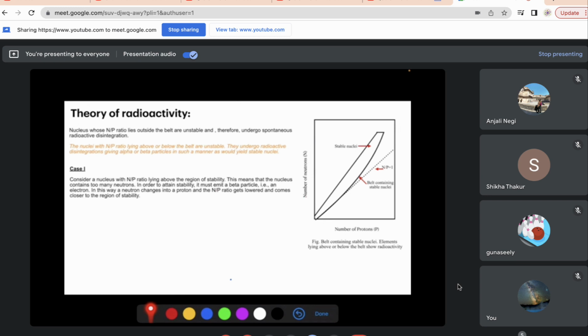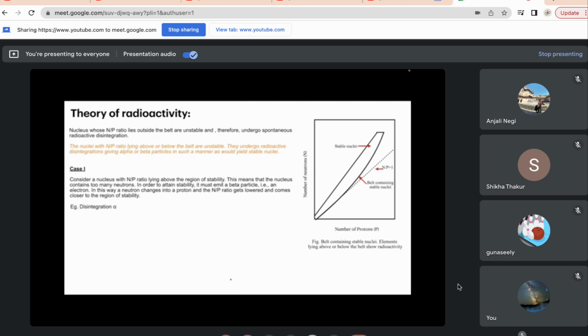This is the plot where the number of neutrons is denoted as capital N and the number of protons as capital P, and the belt here contains the stable nuclei. The elements that are above or below it show radioactivity.